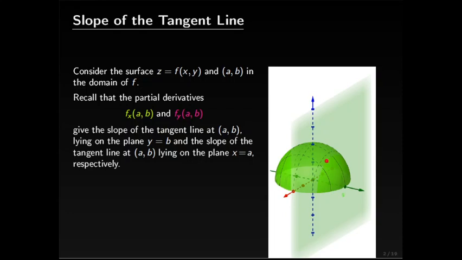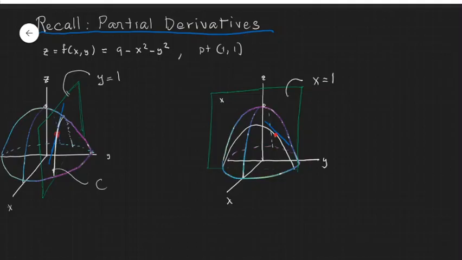We know that the partial derivatives f sub x and f sub y, both evaluated at (a, b), give the slopes of tangent lines at (a, b) on planes parallel to the x-axis and the y-axis. Say, for example, we have the surface z equals f of x, y equal to 9 minus x squared minus y squared, which is a paraboloid. And let's consider the point (1, 1), which is a point in the domain of f.